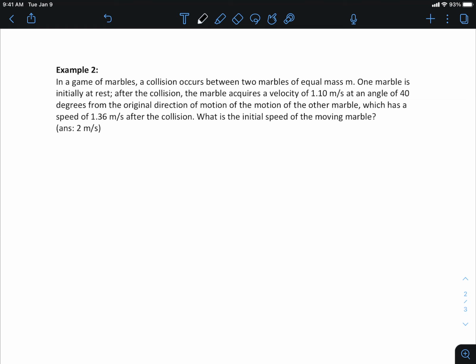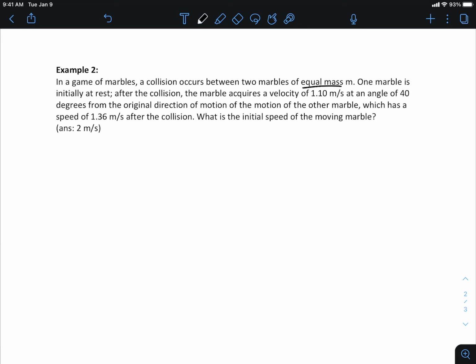So we're looking for the initial speed of the moving marble, the one that contributed all this momentum to this entire system. What's interesting about this question is that they've said the marbles have equal mass. So you only have one mass, or one numerical value of the mass anyway. That kind of simplifies things.